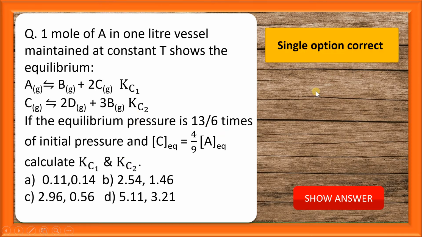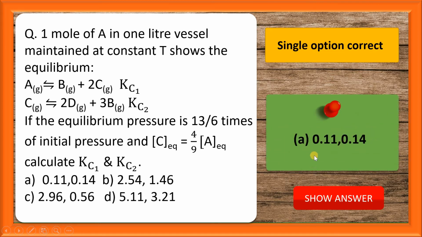ये सवाल सिंगल ऑप्शन करेक्ट टाइप का है एंड इसका आंसर दिया है ऑप्शन नंबर ए, दैट इज 0.11 एंड 0.14. लेट अस डिस्कस दिस क्वेश्चन. ये क्वेश्चन काफी अच्छा लेवल का क्वेश्चन है स्टूडेंट्स, सो ध्यान से सुनो बच्चों. सो लेट्स स्टार्ट द सोल्यूशन.